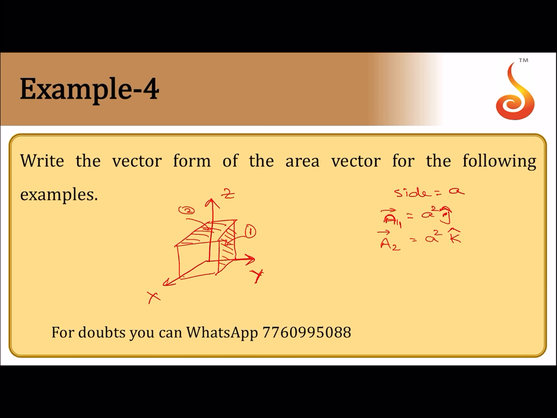And now if I look at this surface here and I call this surface 3, in front, surface 3 is now pointed. The normal to surface 3 is along the x-axis. Therefore, A3 bar will be A squared times I cap. That is your area vector. Its magnitude is nothing but the area of the surface. And the direction is given by the normal to the surface.